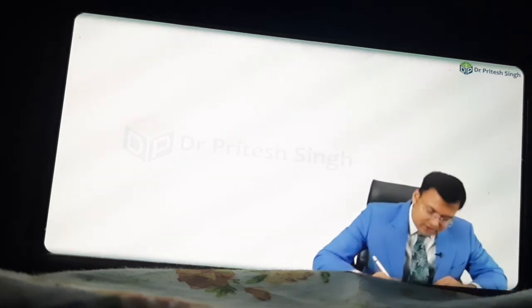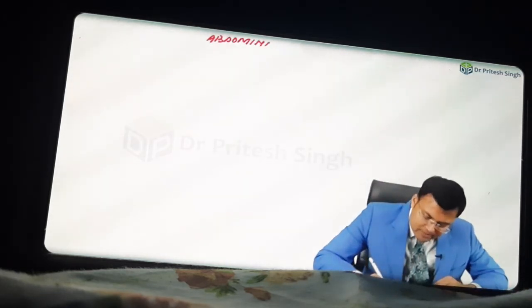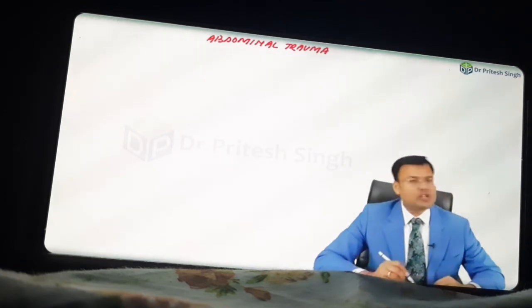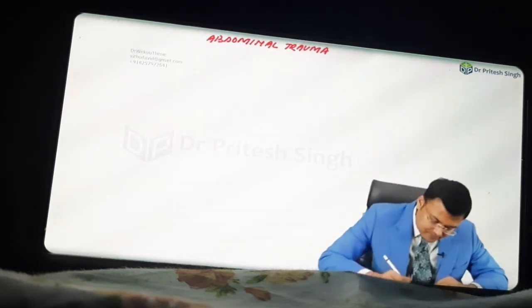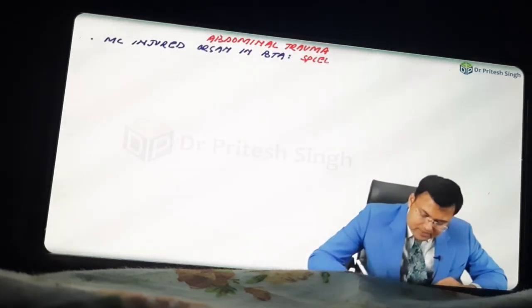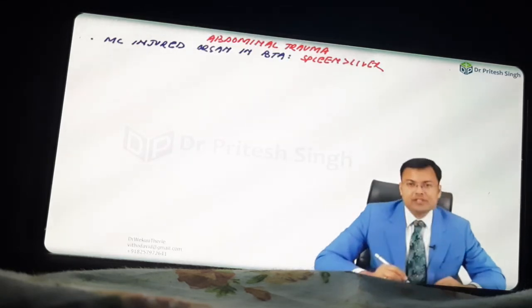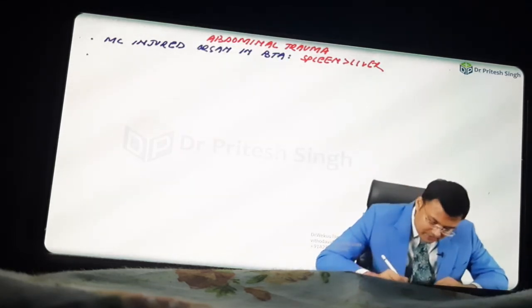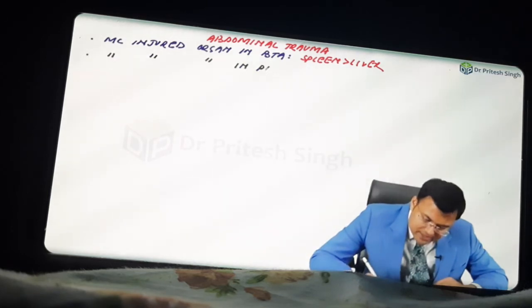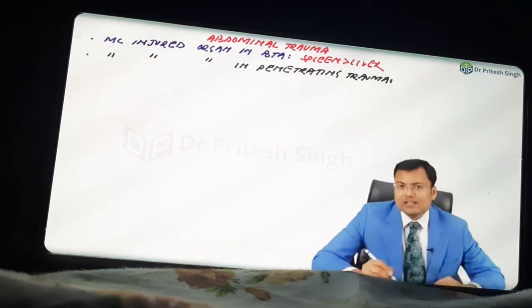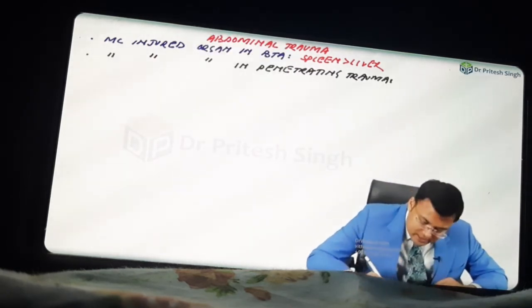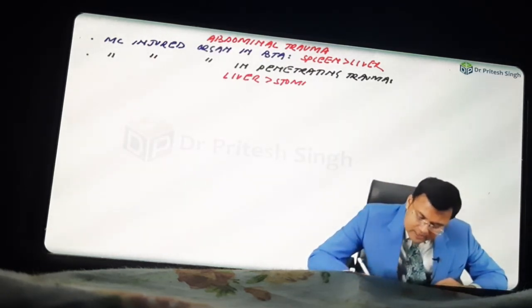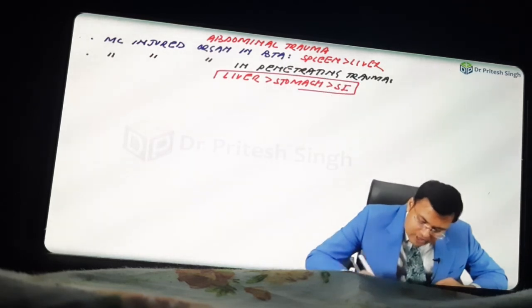Now we are going to discuss abdominal trauma. First question: what is the most commonly injured organ in blunt trauma abdomen? That is the spleen, followed by the liver. Second question: the most commonly injured organ in penetrating trauma abdomen. Be careful. Initially it was the small intestine. Nowadays it is the liver, followed by the stomach, followed by the small intestine. So this is the change.